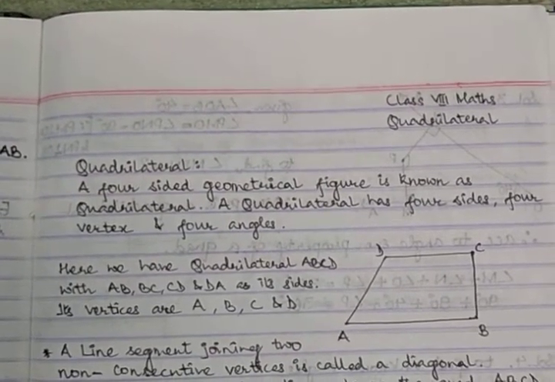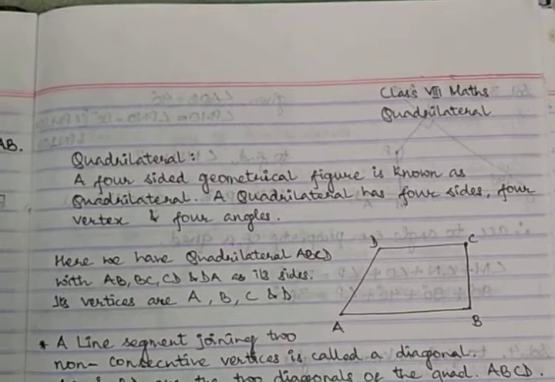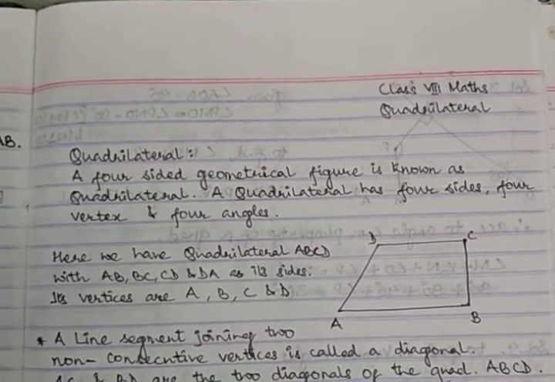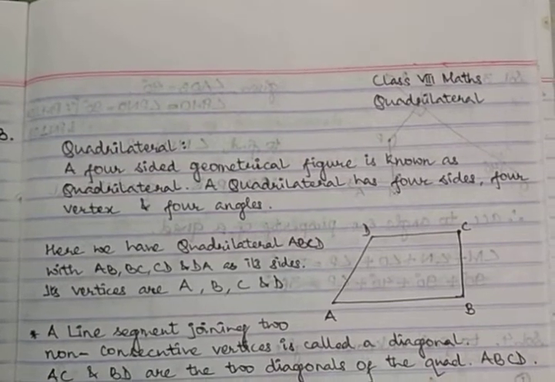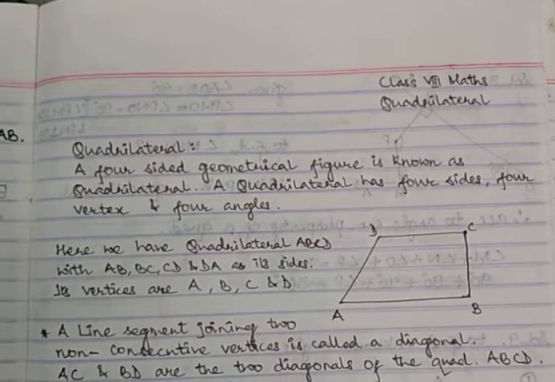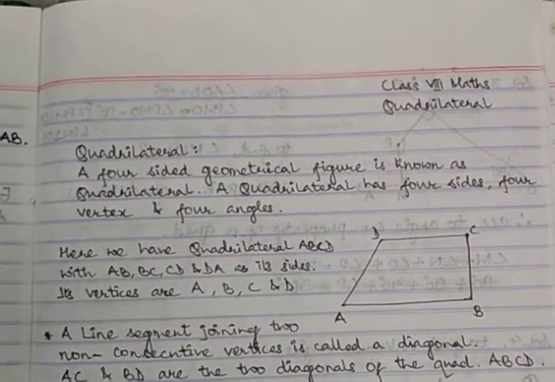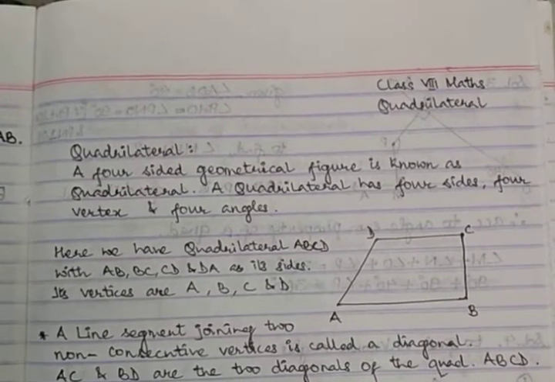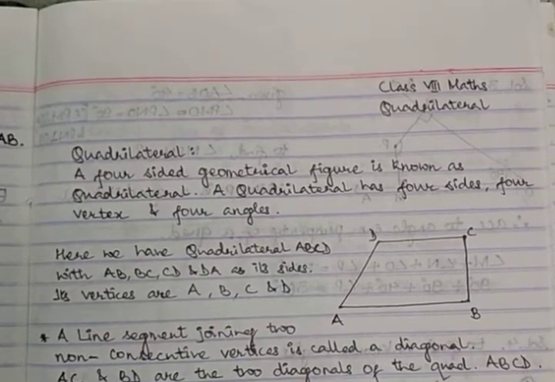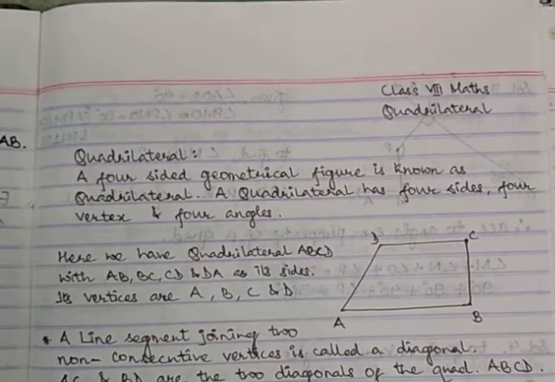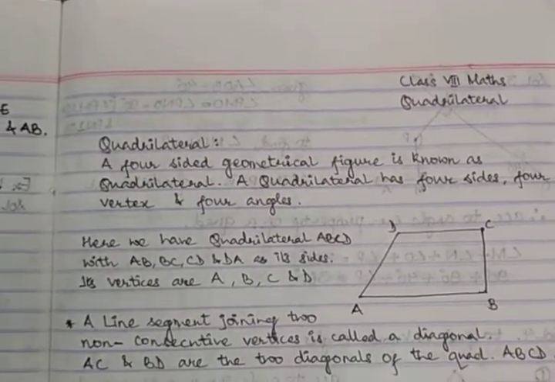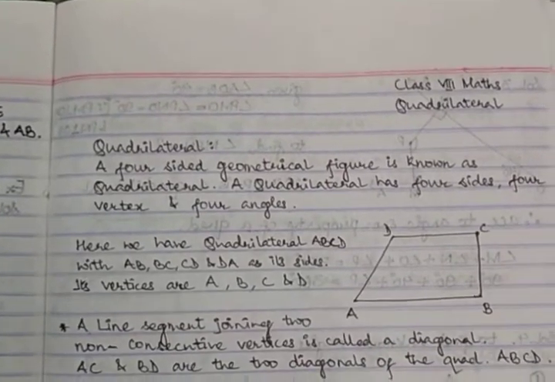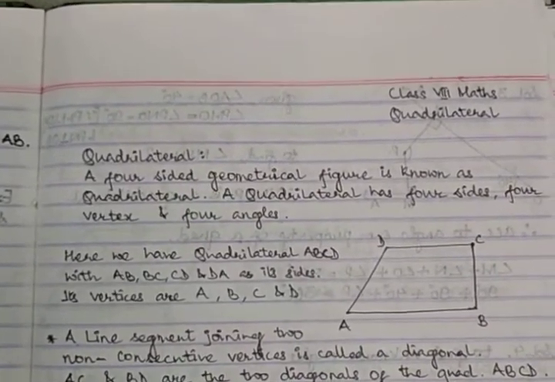A quadrilateral, as you can see in the definition, is a four-sided geometrical figure. A quadrilateral has four sides, four vertices, and four angles. I guess you are familiar with the terms vertex and angles, isn't it? We have already dealt with the three-sided geometrical figure, which is known as a triangle. So in this one, we'll be dealing with quadrilaterals.